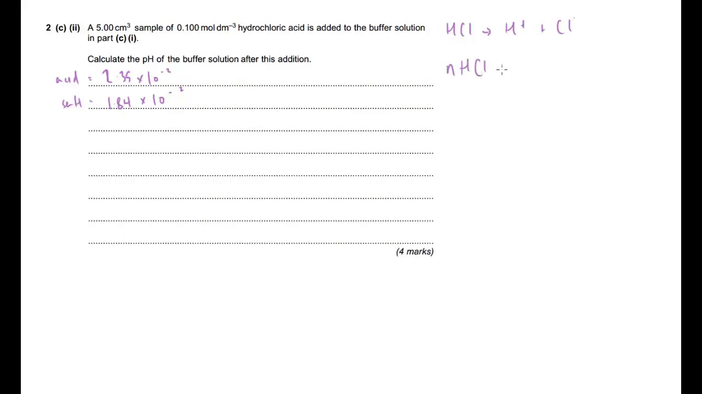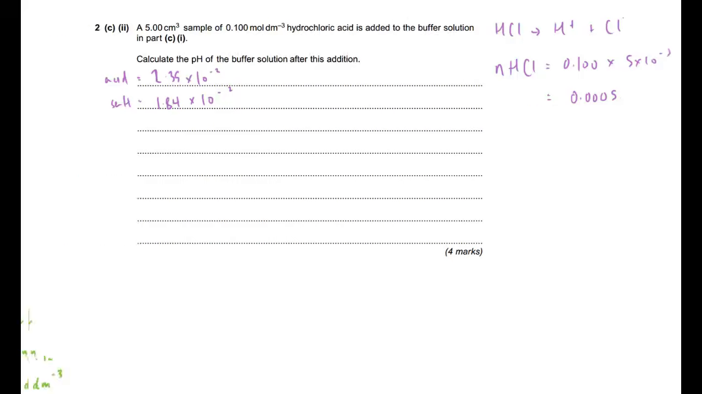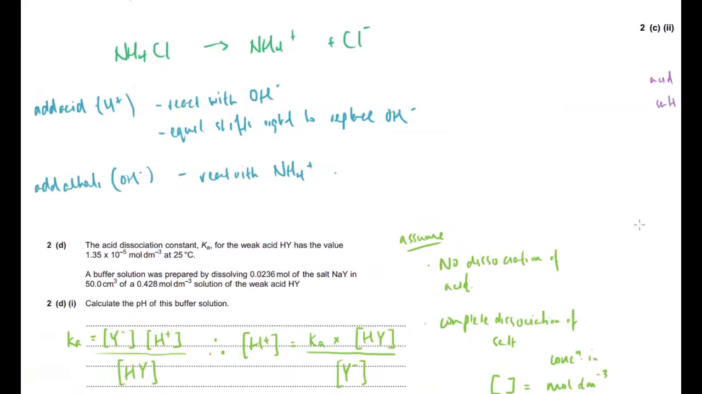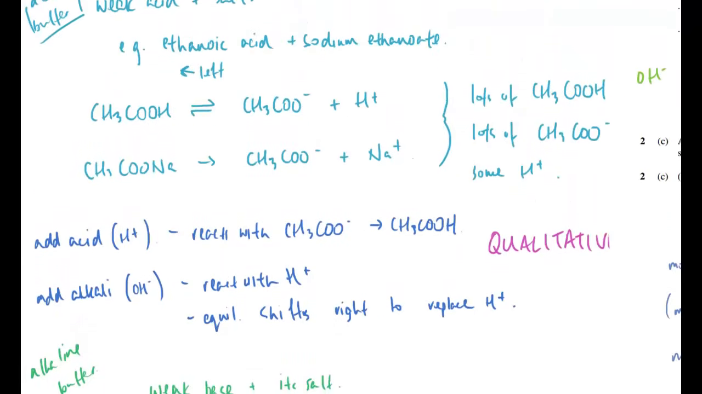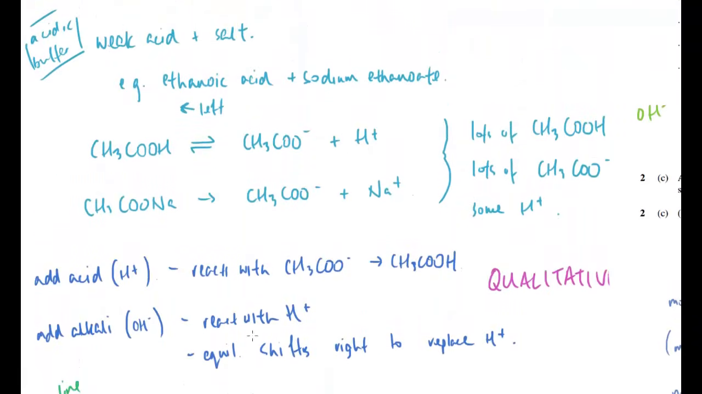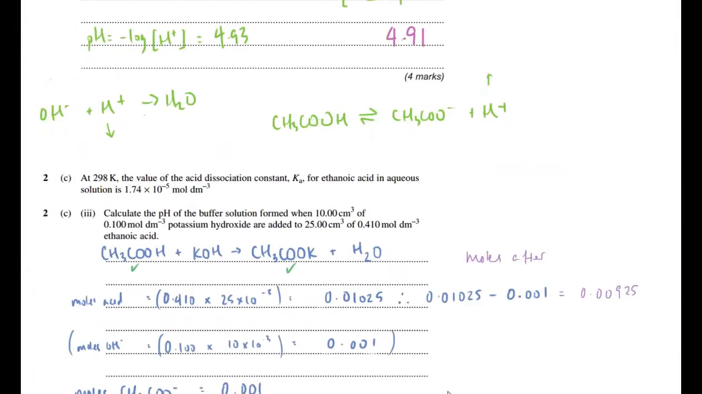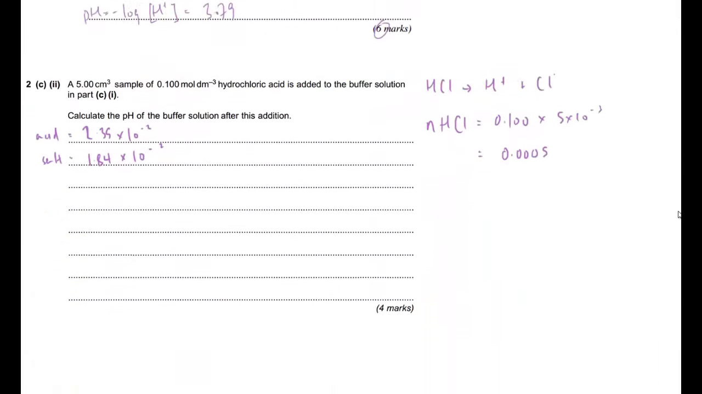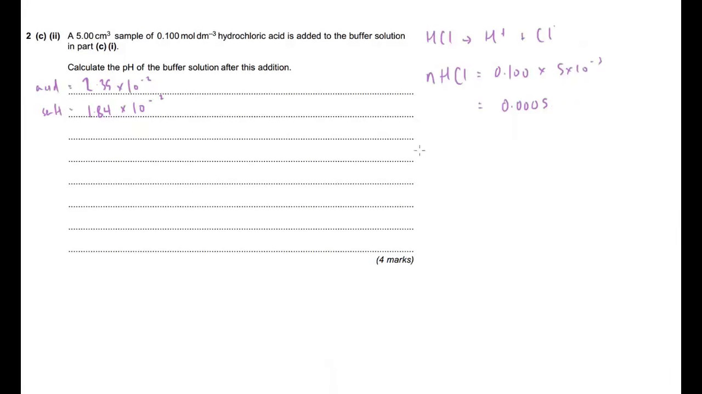Therefore, moles of hydrochloric acid is going to be equal to concentration times the volume, so 0.100 times 5 times 10 to the minus 3. We end up with a lovely value there of 0.0005. Now this time, the hydrochloric acid is going to react in a slightly different way. If we remember back to our buffers, we'll go up to our acidic buffer, which is, of course, an acidic buffer, as all of these have been. We're adding acid, so that's going to react with the salt, and that's a very, very important part. Let's see if I can find my question again. There we go. So it's reacting with the salt. That means the value of the salt is going to go down by this much.